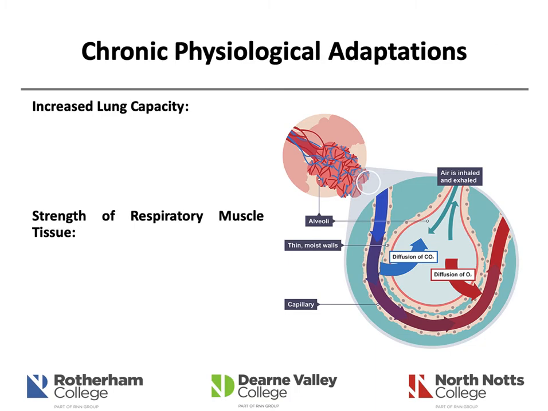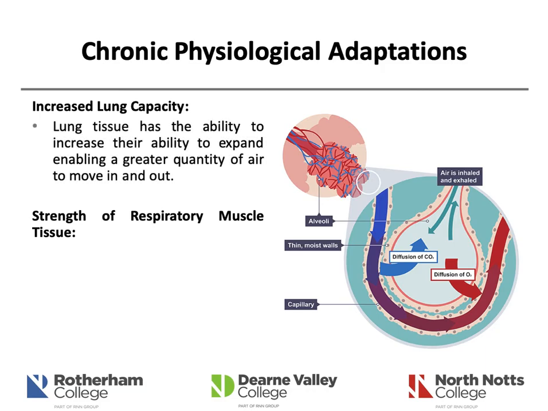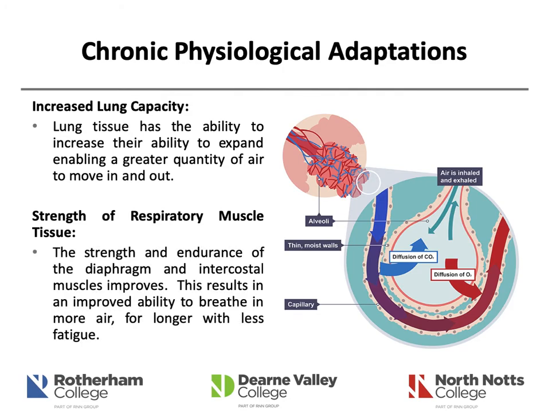Now, chronic physiological adaptations, so adaptations to our environment that we can change ourselves, is having increased lung capacity. So by exercising regularly and participating in aerobic exercise, lung tissue has the ability to increase its own ability to expand, which means you can breathe in more air and move more air out. It also increases the strength of respiratory muscle tissues, such as your diaphragm and your internal intercostal muscles. This results in the ability to breathe in more air and to expire air more rapidly.